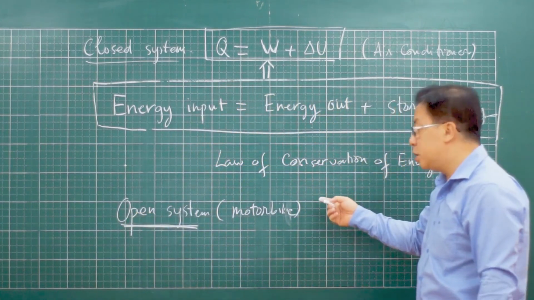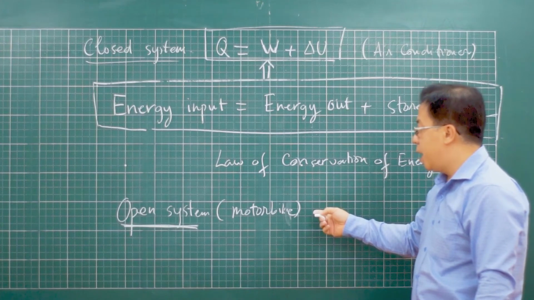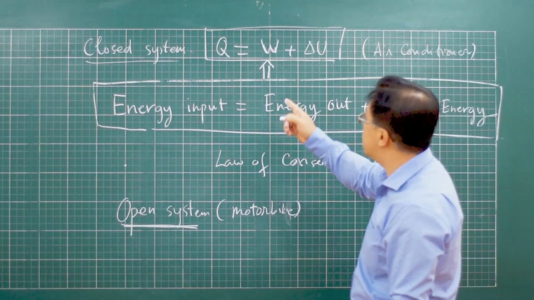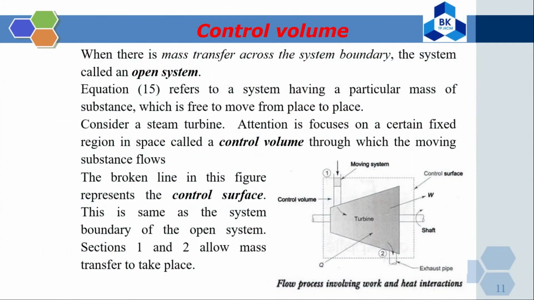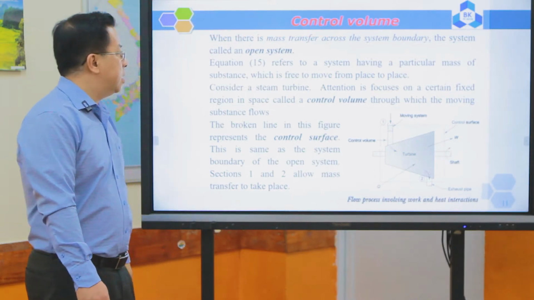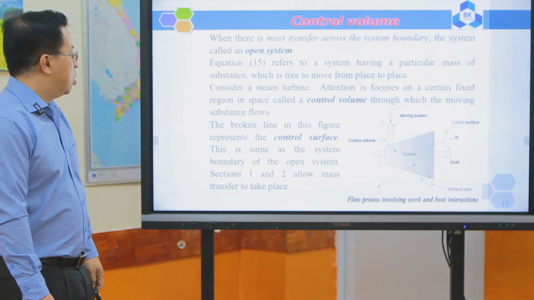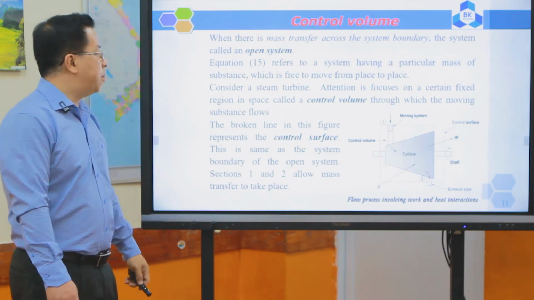So now we're going to write the formula of the first law of thermodynamics for the open system like a motorbike. That means we have mass transfer in and out of the system. So we have mass transfer across the system boundary because it is an open system. In this case, equation 15 from the previous slide refers to the system having a particular mass of the substance, which is free to move from place to place.